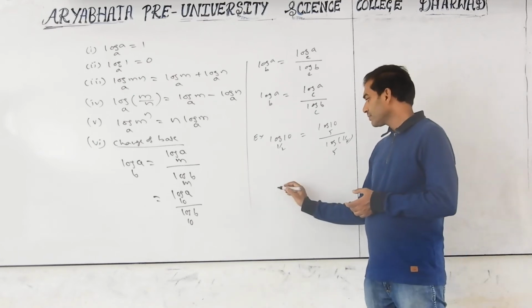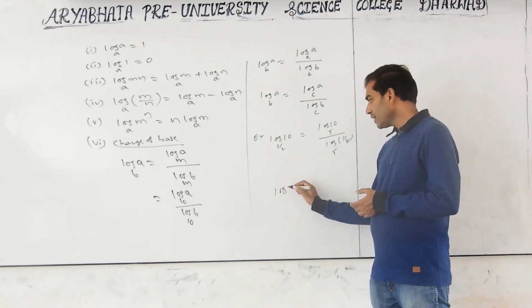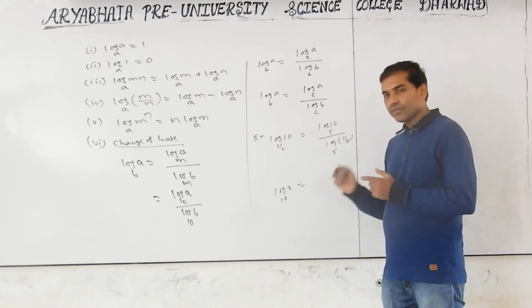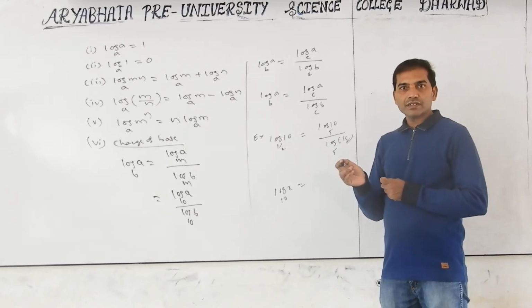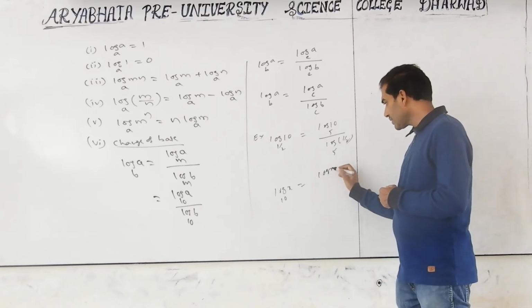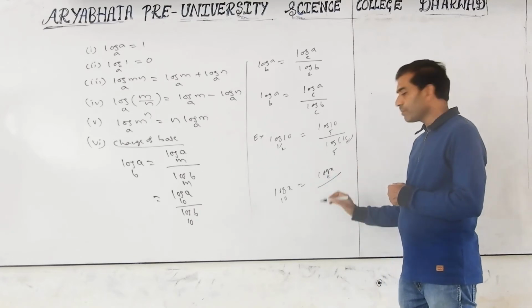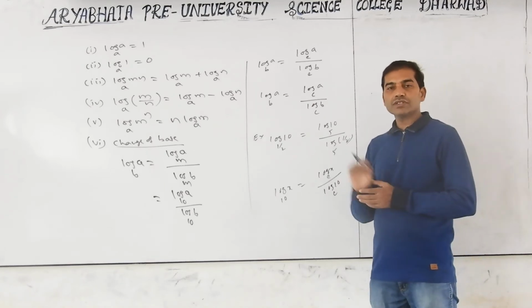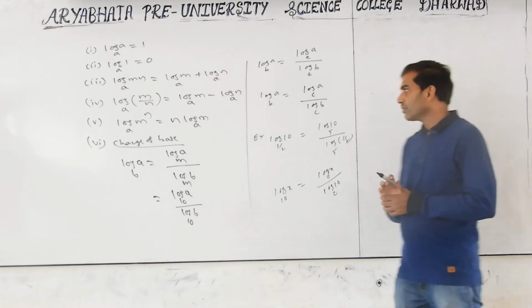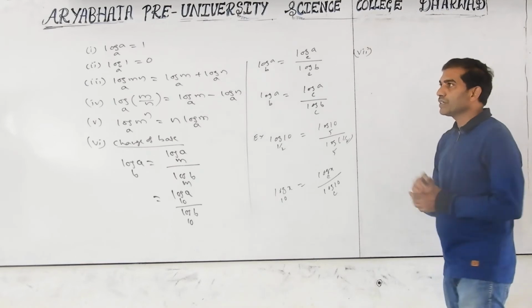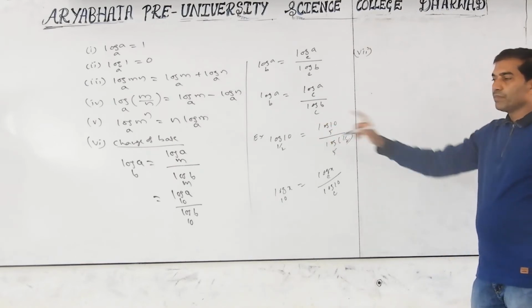For example, log of x base 10. But now I want to change the base to e. Tell me, log x base e divided by log 10 base e. This is called change of base. Okay? Next, property 7. This is the change of base rule.